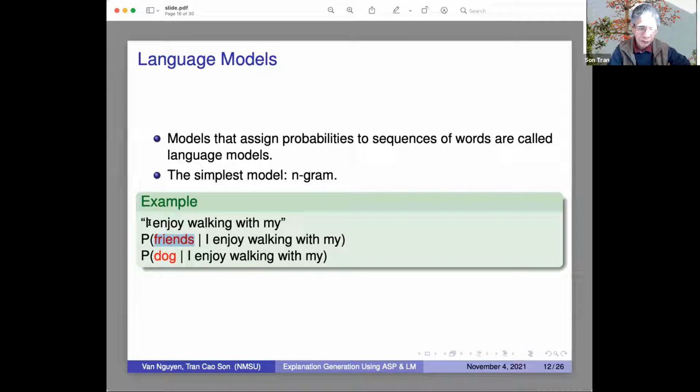For example, here I have "I enjoy working with" and then I can complete the sentence by calculating the probability of friends, dog, and so on and so forth. If we use the greedy approach to generate a sentence, depending on the probability that we calculate here, we can basically complete the sentence, right?